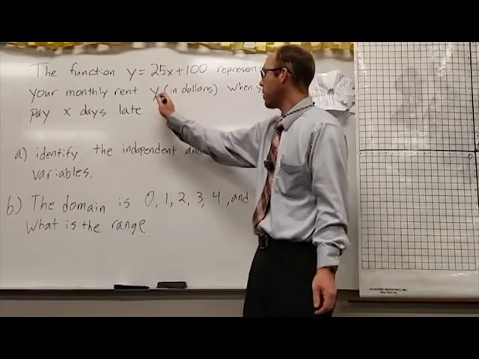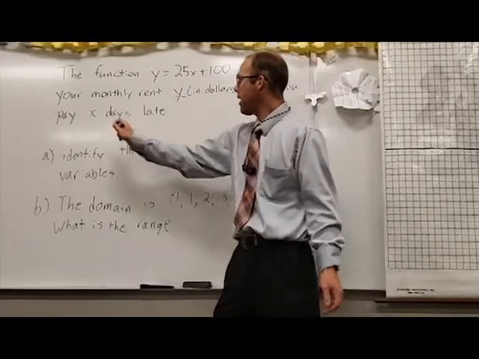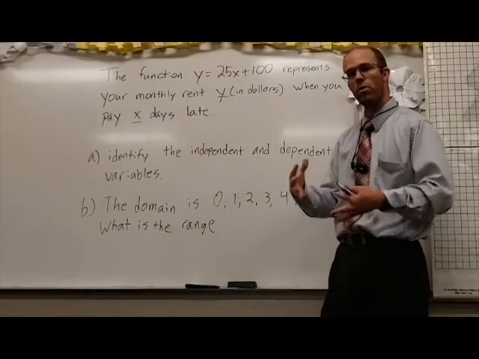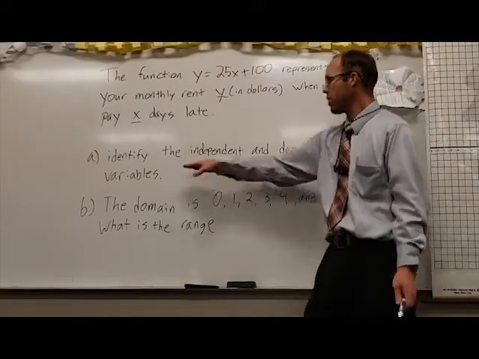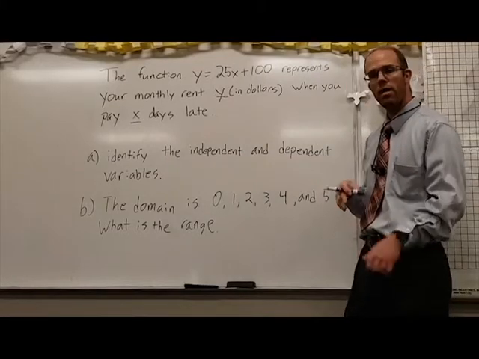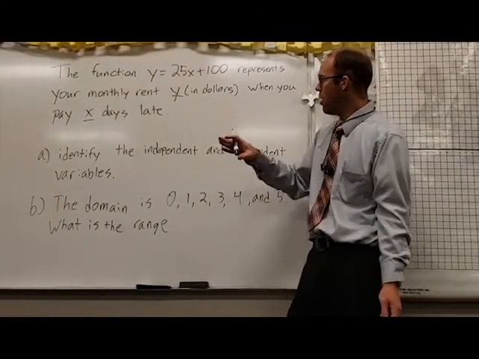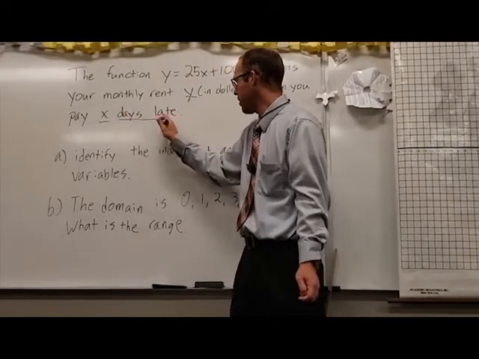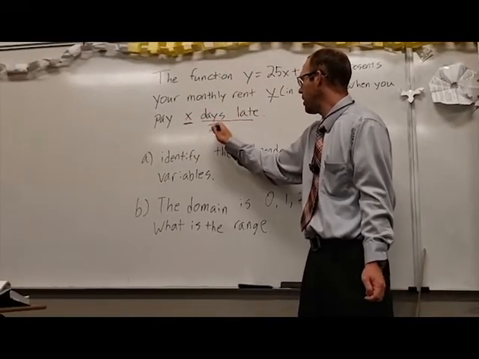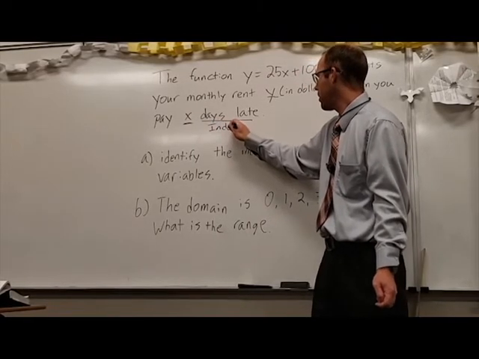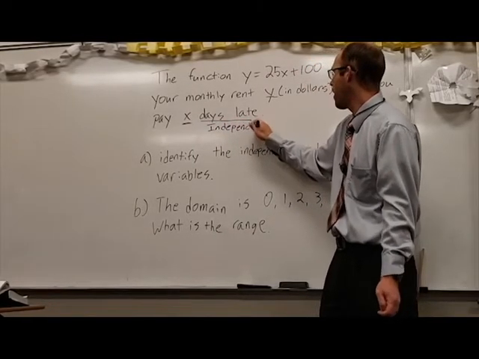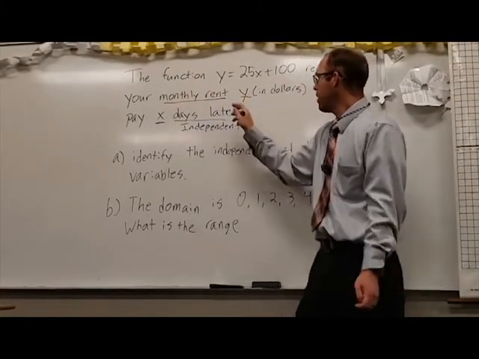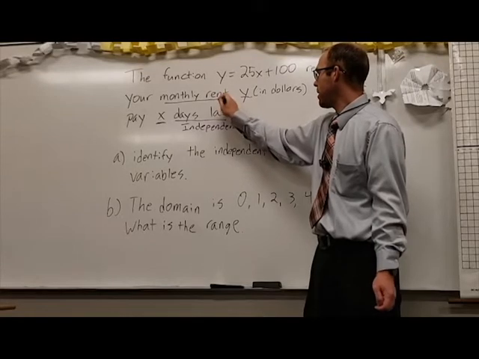So these variables right here, y and x, the way that they're chosen, show us our independent and dependent variable, which one depends on the other. So that's our first question. We need to identify the independent and dependent variables. Well, independent is our x value. So the days late right here is our x value. That is our independent variable. Our y, which is our monthly rent, and it's in dollars, that is our dependent variable.